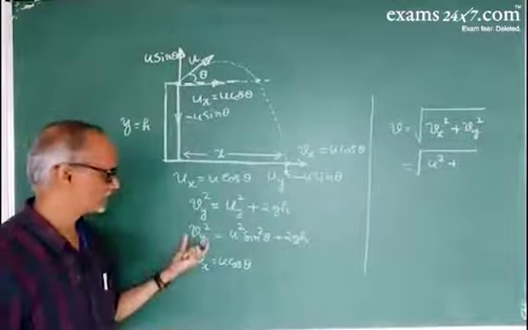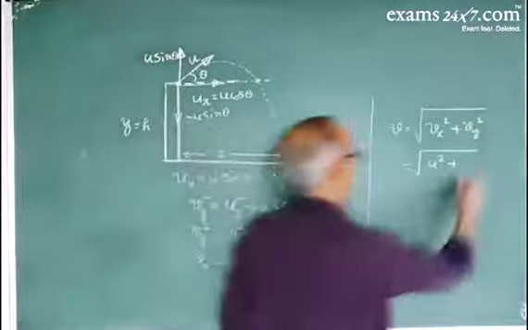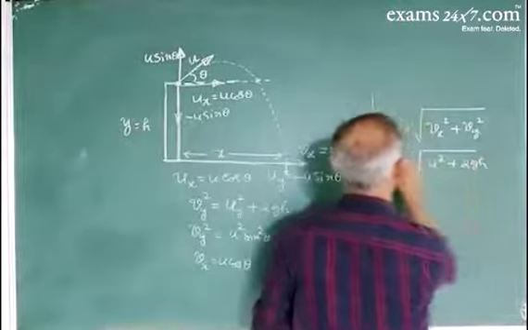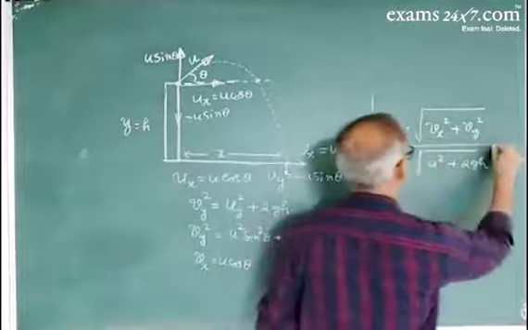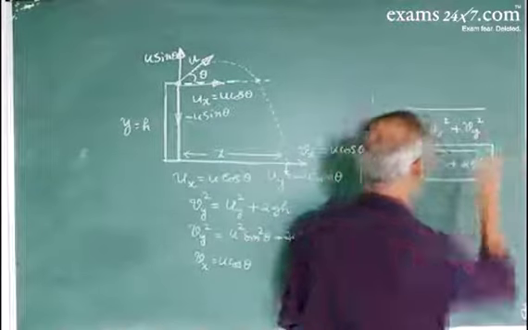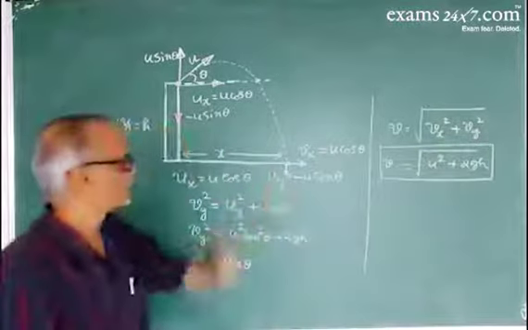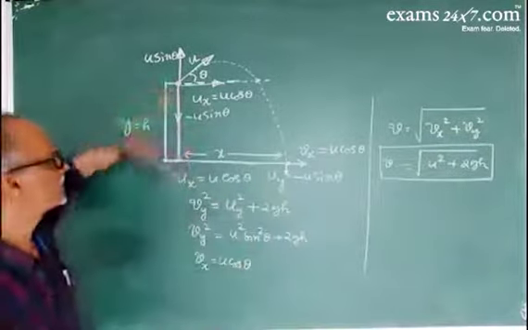Because of this term, we get 2gh. So this is the resultant velocity on reaching the ground here. So how to find the time taken?